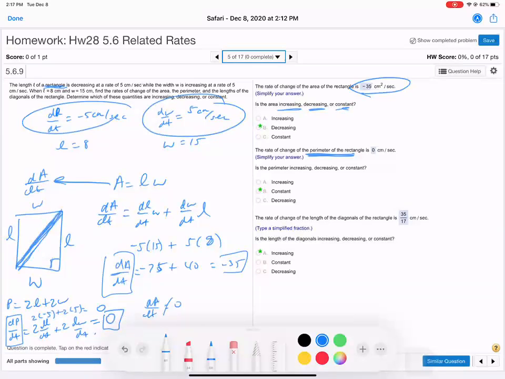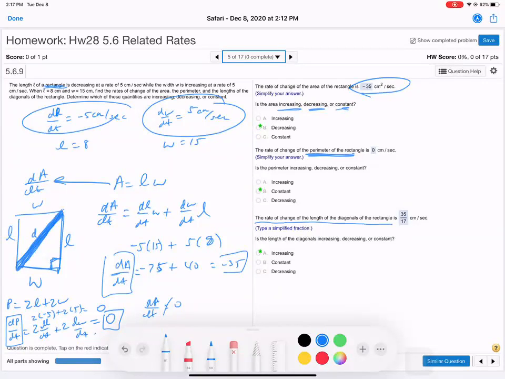Remember, this is a right triangle. So what equation relates the sides of a triangle to its diagonal? Wait, what does that have to do with triangles if we're doing a rectangle? This part right here, this last question: the rate of the length of the diagonal of a rectangle. Doesn't the diagonal of a rectangle make an easy triangle? Would half of a rectangle be just a triangle? It would be. If I cut it by its diagonal, yes, it would be half.